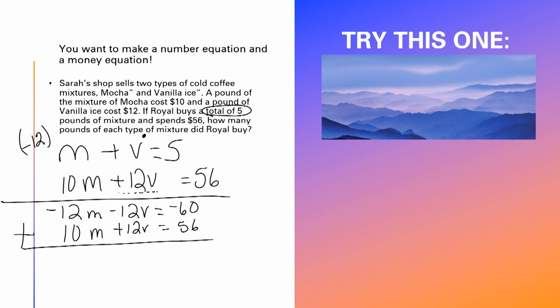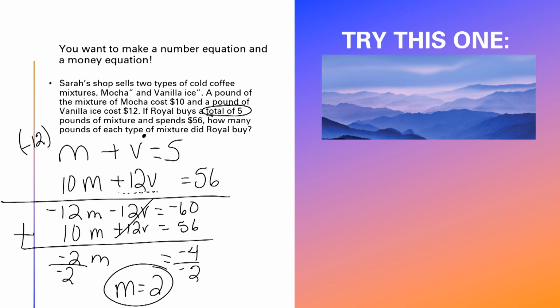So negative 12 plus 10 would give me a negative 2. Negative 12 plus 12 cancels. And then a negative 60 plus 56 gives me a -4. Still needing to get that m isolated and by itself, so I divide by -2 on both sides. So my mocha costs me $2 per pound. So I'm going to go ahead over here and put 2 as my mocha.